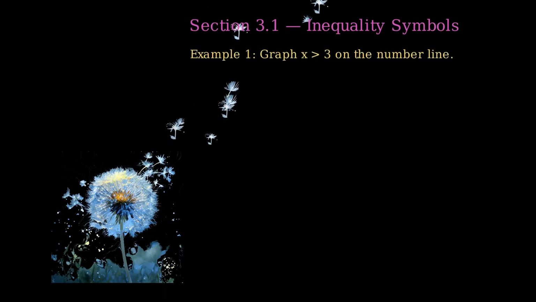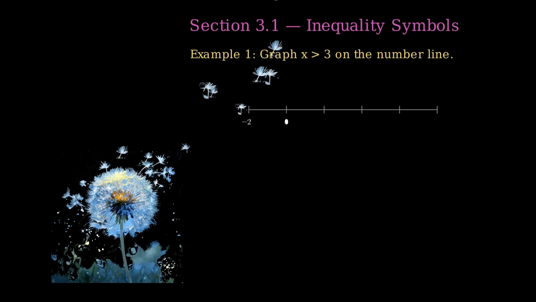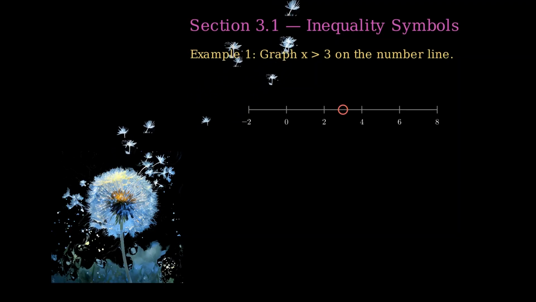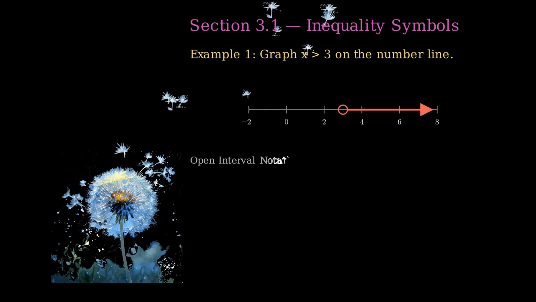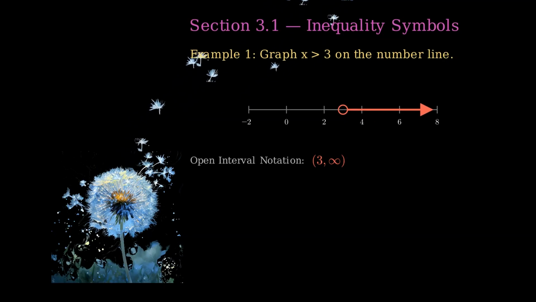Now let's show an inequality on the number line. Our problem is to graph x is greater than 3. This represents the interval where numbers are strictly greater than 3. To draw this, we place an open circle at the endpoint 3. The circle is open because 3 is excluded from the solution. Then we draw a bold arrow pointing to the right. In interval notation, this open interval is written as 3 to infinity.